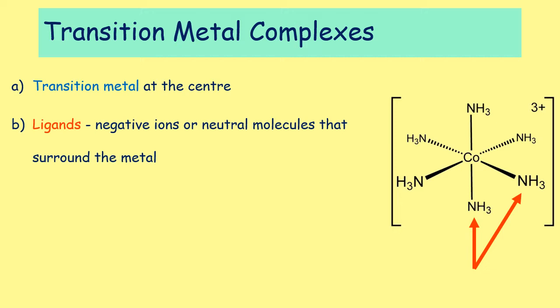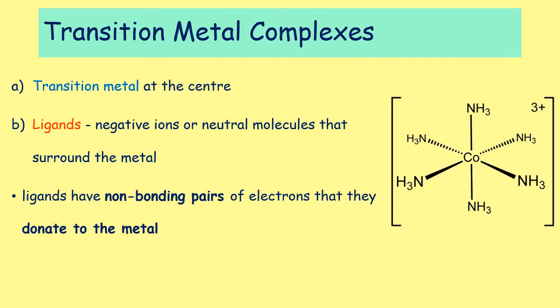Now the ligands can be negative ions or neutral molecules. Because transition metals are usually positively charged, positive ions do not tend to form ligands because like charges repel. But neutral and negative ions surround it. Now, a ligand is just the term we give to anything that will have a non-bonding pair of electrons, so two electrons that are not involved in a bond attached to one of the atoms. And what happens is that that non-bonding pair of electrons comes from one of the atoms in a ligand and gets donated to the metal.